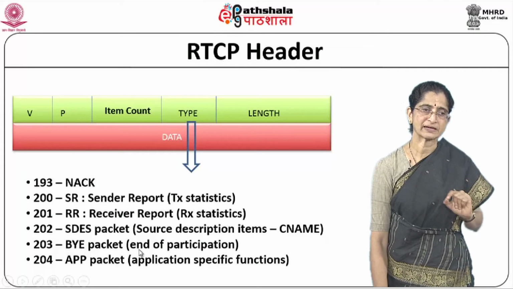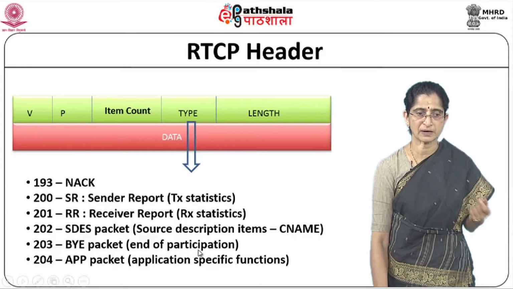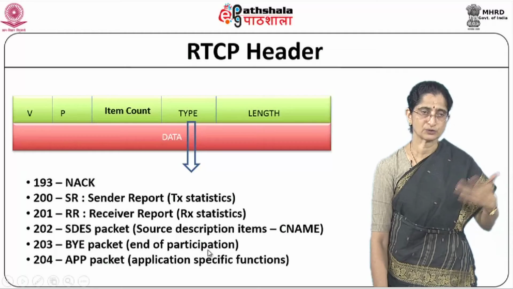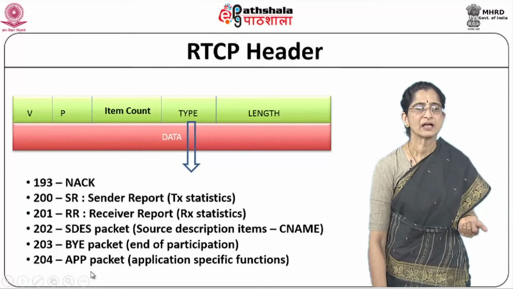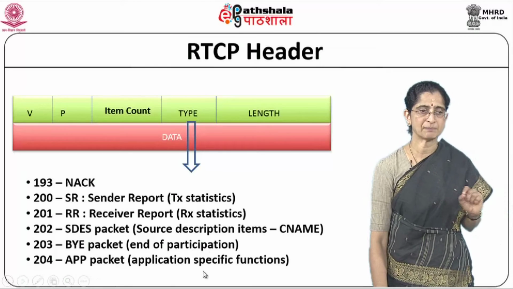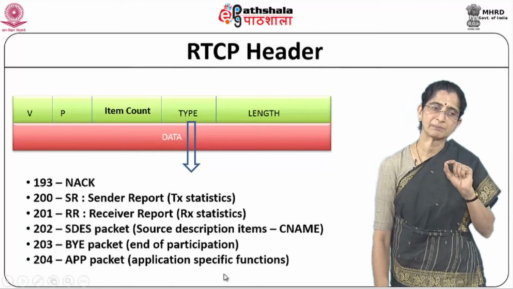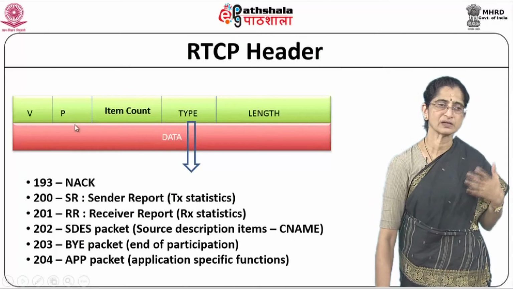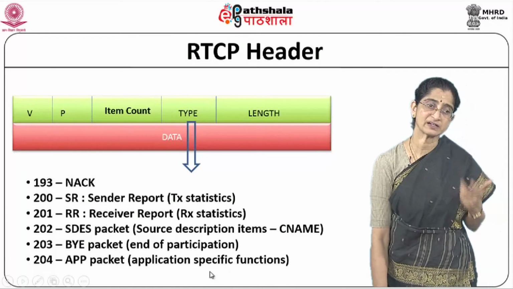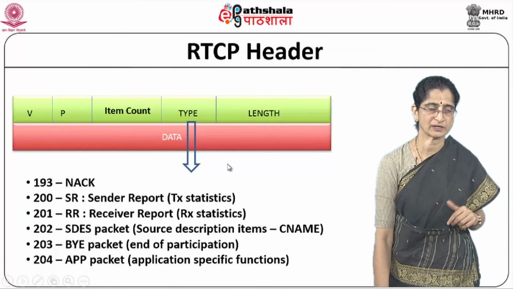And there is a BYE packet, which is sent by the participant when it is exiting the session. When it wants to end its participation, it sends out the BYE packet. And then there is an APP-specific packet, which can be used to carry application-specific information. Okay. So, these are the different categories of RTCP packets that we have. We will take a look at each of these now.